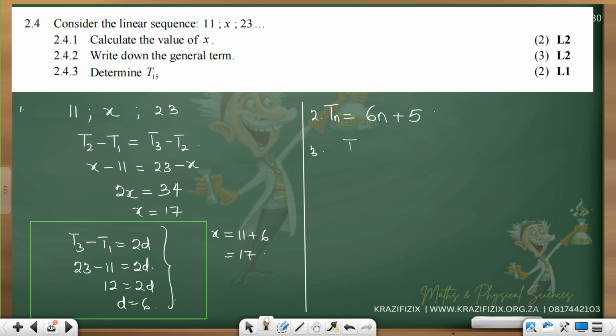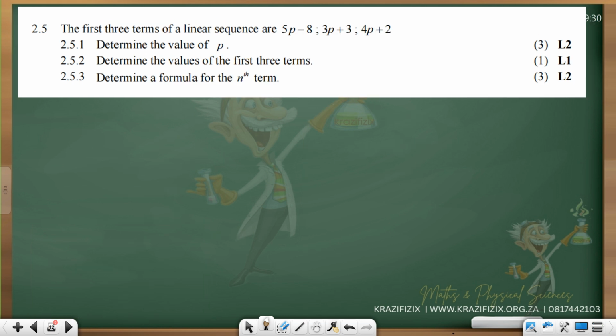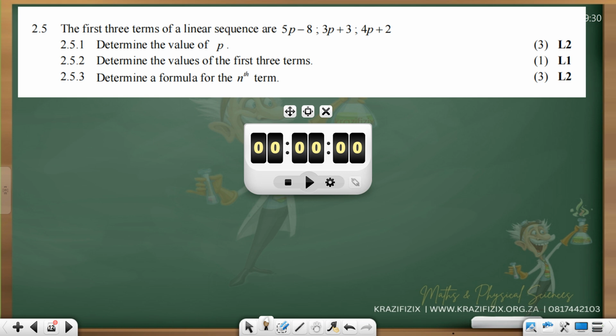Okay, and then number 3, T15. What would this be? 95. Answers the same? Okay, let's push quickly. Oh, my time lapse is finished. Here's another one. I just want us to do some different things. 5 minutes again on this, and then we move to the grade 12 one. Quickly.